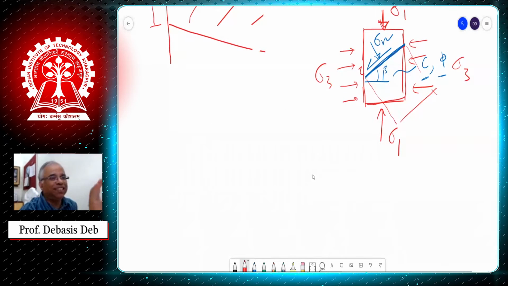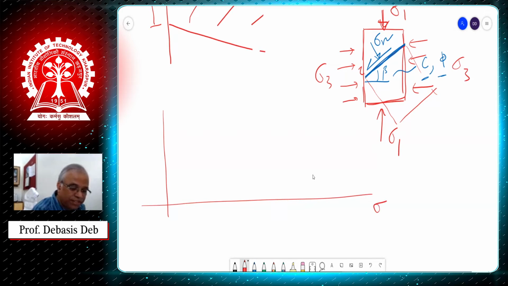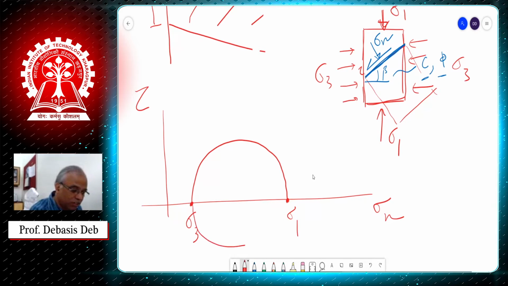Now this is a classical case of stress transformation. So I plot the Mohr circle. This is the sigma n axis and this is the tau axis. I hope you can see that. Since sigma 3 is the minor principal stress and sigma 1 is the major principal stress, there will be one point here somewhere and one point there somewhere. So this is sigma 3, sigma 1. So I can draw the circle, right? I can very well draw the circle.